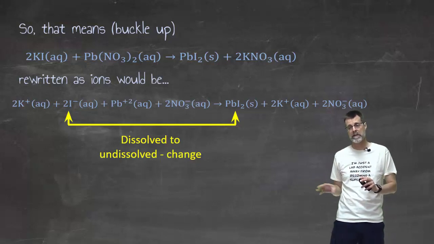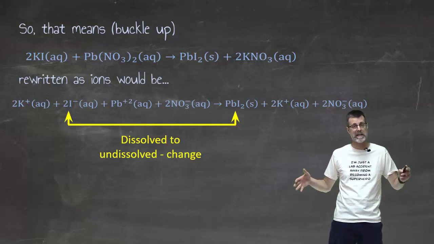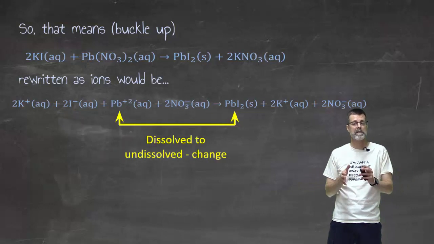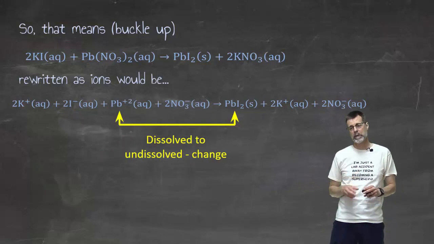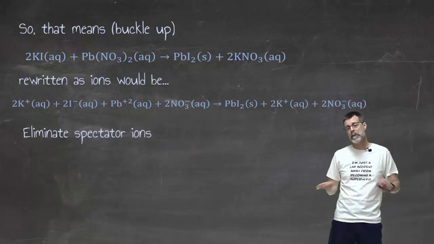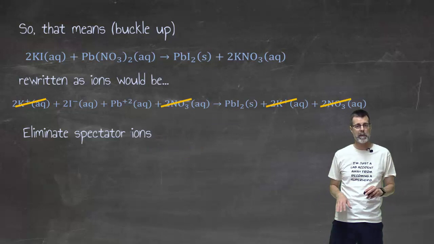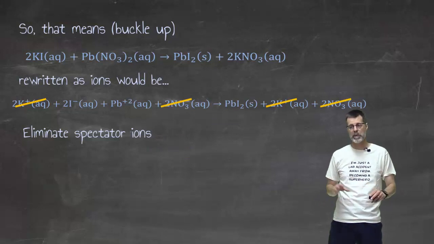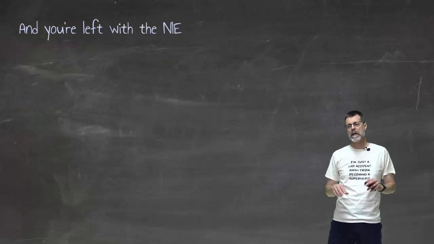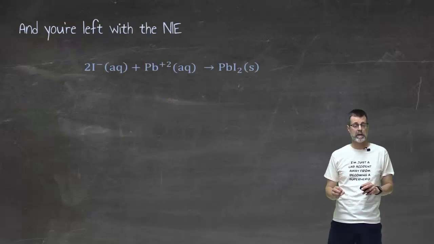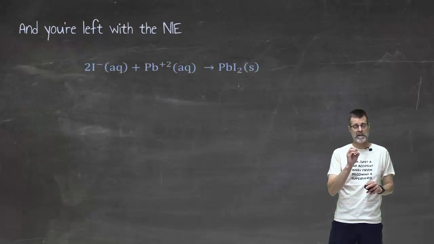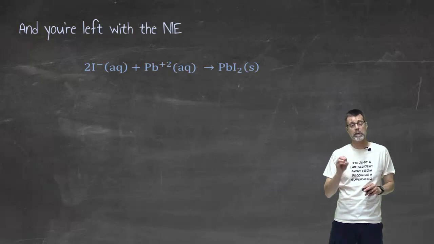And you'll notice the lead 2 iodide I did not write as separate ions because it's not dissolved. Same thing with the other half of that compound, or the other elements involved in that compound. So if I eliminate the spectator ions, I get rid of a bunch of things that exist in aqueous form on both sides, as ions, and I end up with the net ionic equation, the ions that are actually reacting to produce the significant product.